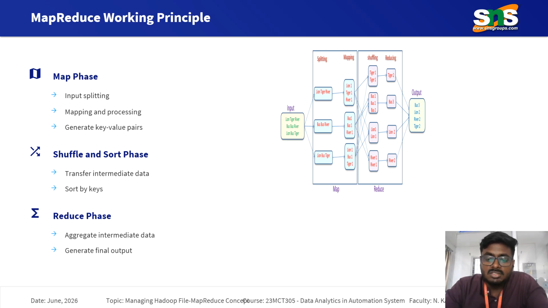Phase two is shuffle and sort. This is the behind the scenes phase. The framework automatically collects all the key value pairs from the mappers, groups them by key, and sorts them. So all instances of the word Hadoop are brought together. Phase three, reduce. The reducer receives the grouped key value pairs and aggregates them. For example, summing all the 1s for each word to produce the final count. The output is returned back to HDFS.